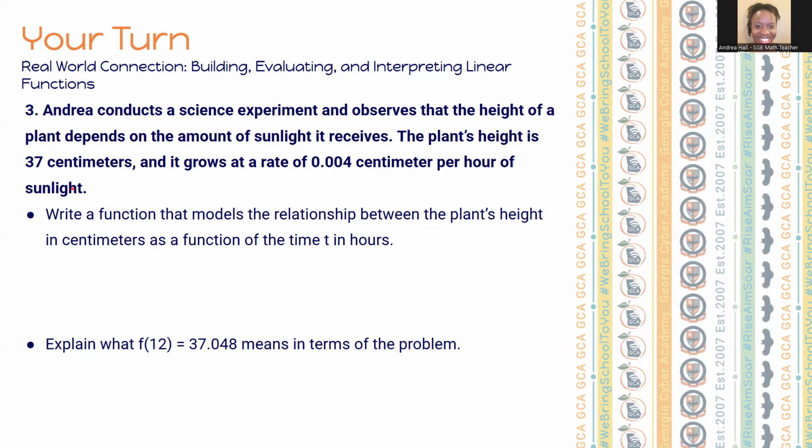All right, so it says write a function to model the relationship in the plant's height. So Andrea conducts a science experiment and observes the height of the plant depends on the amount of sunlight it receives. The plant height is 37 centimeters, so we know it's starting at 37 centimeters. And it grows at a rate of 0.004 centimeters per hour. So again, it doesn't say t, so I'm going to say f of x equals mx plus b. Remember, that's what we're using.